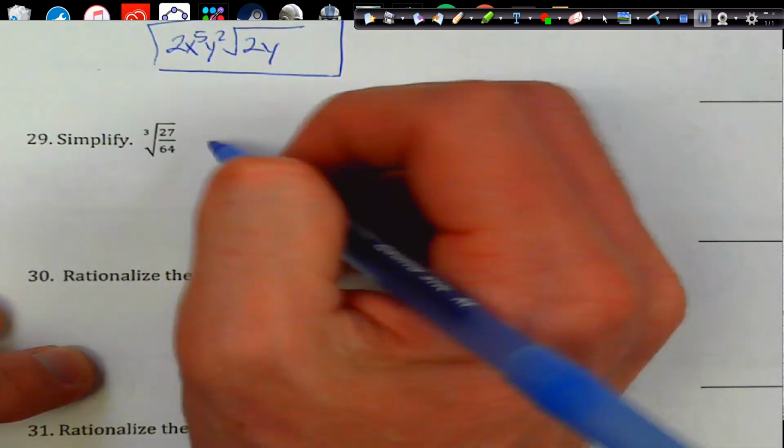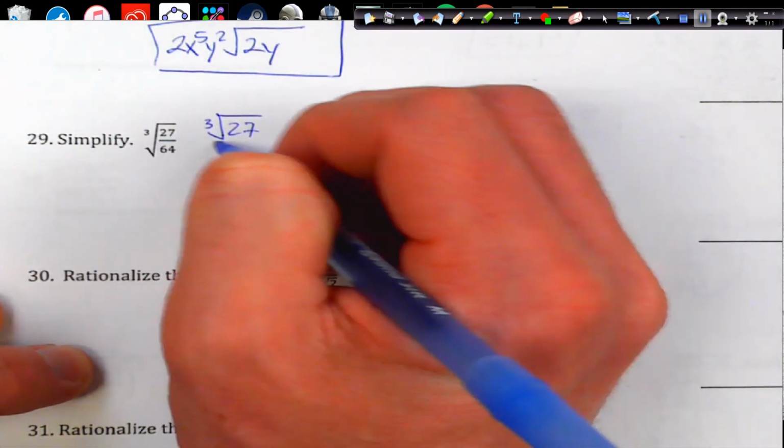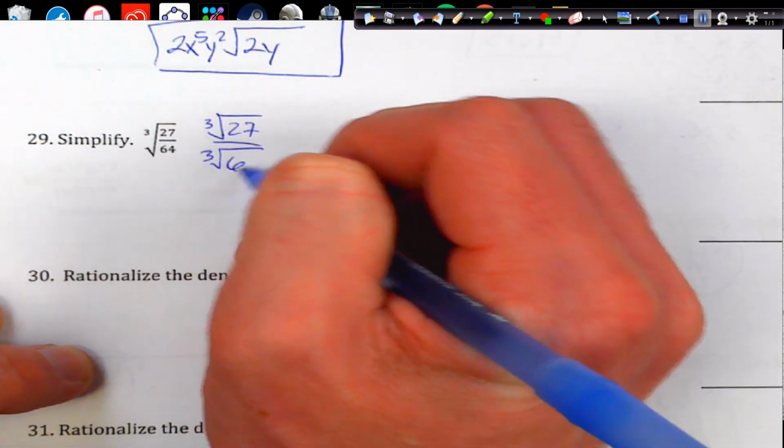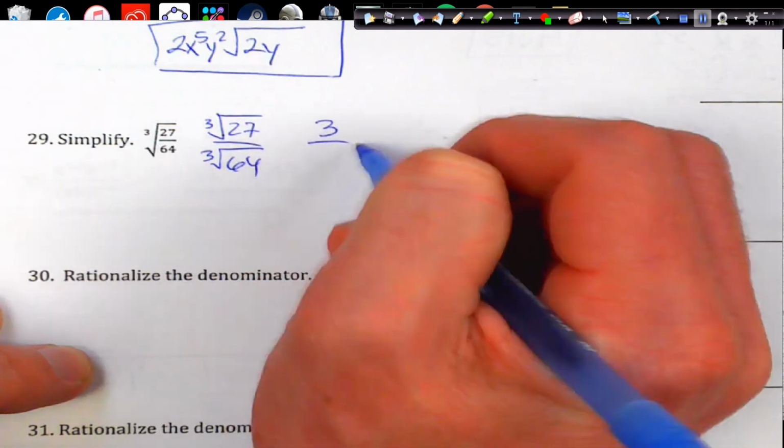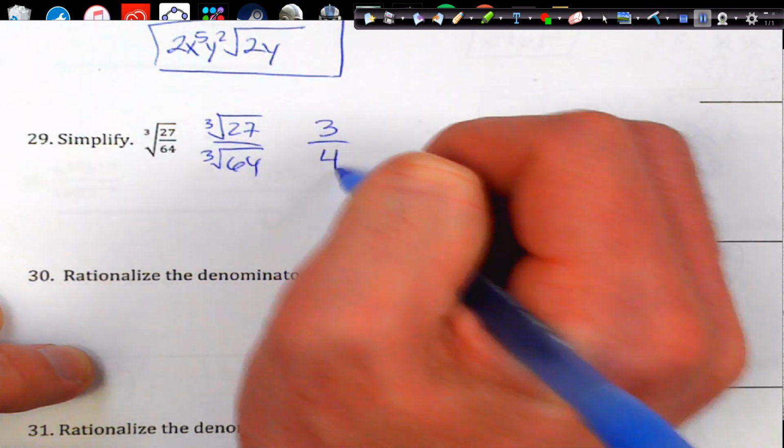Here I can take the cube root of the top and the bottom. And this is the same thing as just 3 times 3 times 3, and this is just the same as 4 times 4 times 4.